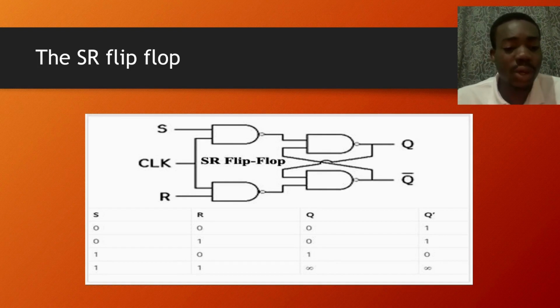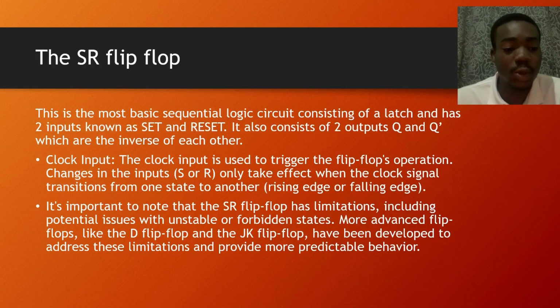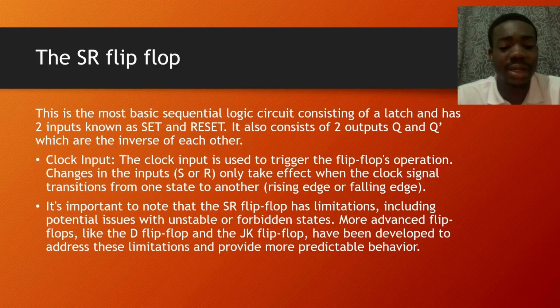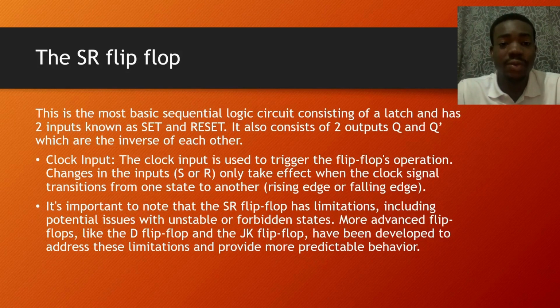It's important to know that the SR flip-flop has limitations, including potential issues with unstable or forbidden states. When you look at the truth table, the last part, you see Q and then Q prime, it's infinity there. So that's the forbidden state of the SR flip-flop, its limitation. With that part, Q and then Q prime will be the same. There will be no complement. That is why it's called the forbidden state. With that problem, more advanced flip-flops like the D flip-flop and the JK flip-flop have been developed to address these limitations and provide more predictable behavior, to eliminate the forbidden state that the SR flip-flop has.